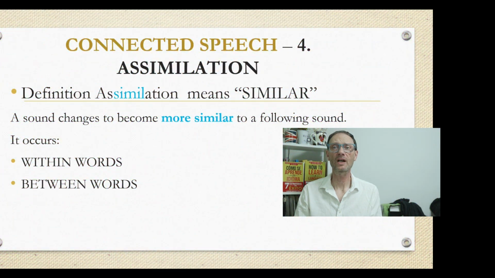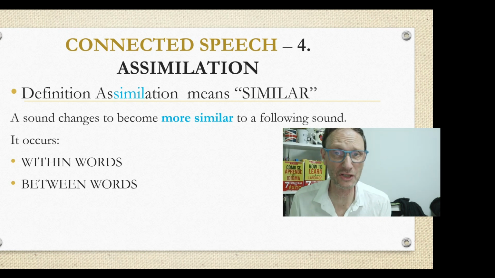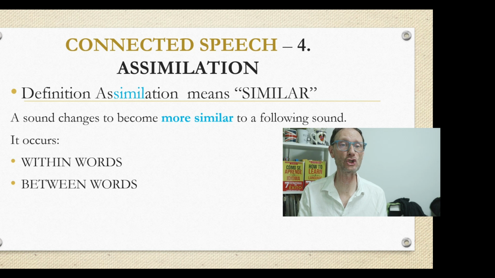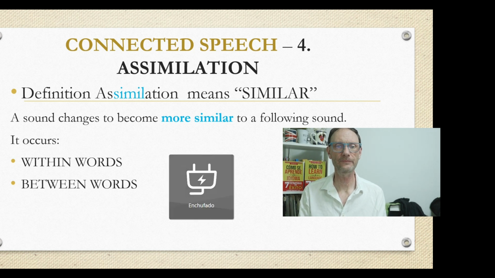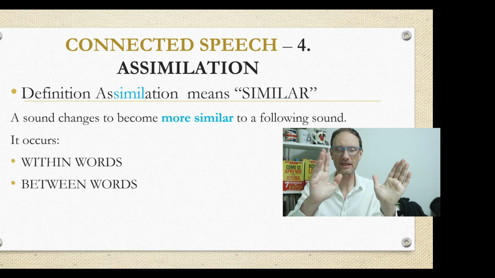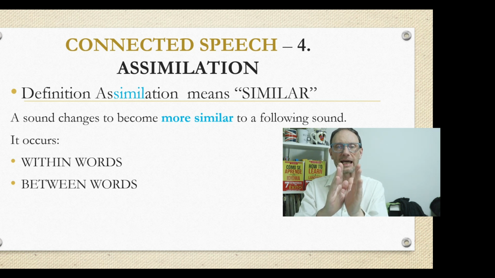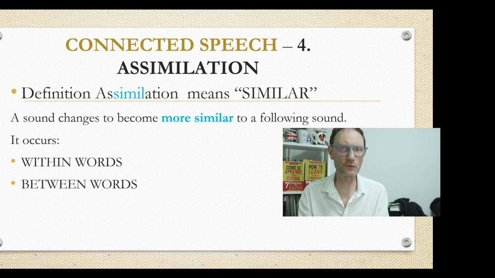Now we come to a fourth feature or characteristic of connected speech, and this is called assimilation. What is assimilation then? Well, look at the word assimilation and it gives you a clue. It means similar, and that's when words, or should I say letters, come together and they are assimilated and they change their sound, which can be difficult to imitate, I have to admit. But I'll give you the rules and then you can see if it's something that you think is feasible or viable. It occurs within words and between words. Let's see how it works.